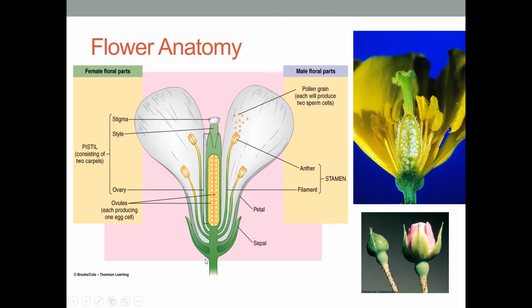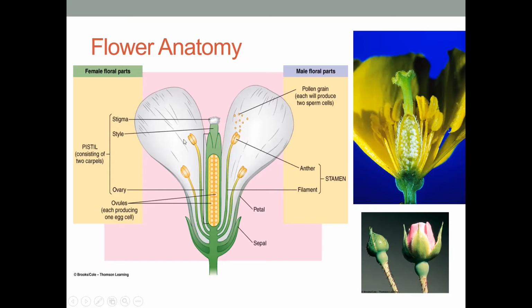Now you have different parts to the flower. With the male part, you have an anther, which is going to produce the spores, which again is the microgametophyte. So that is a 1N spore being produced from this 2N anther. And you have a filament that helps hold up the anther to maximize dispersal of this pollen.